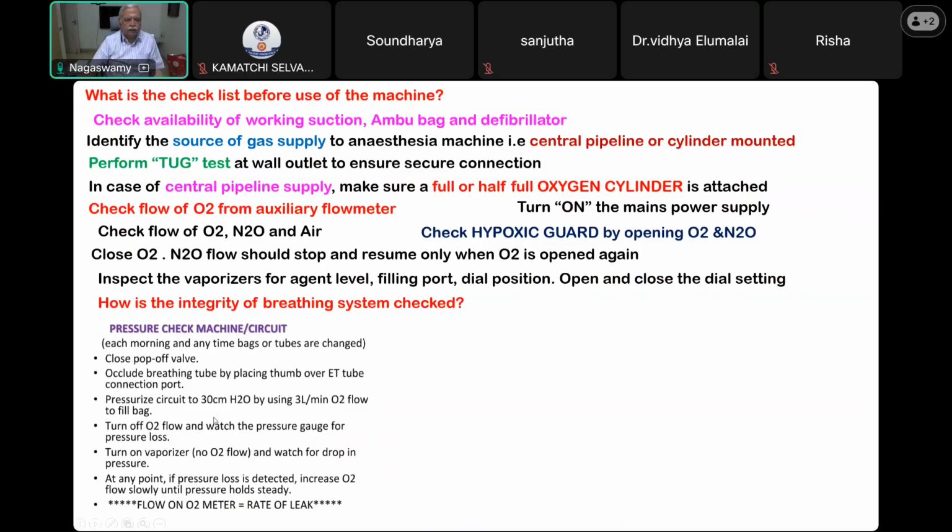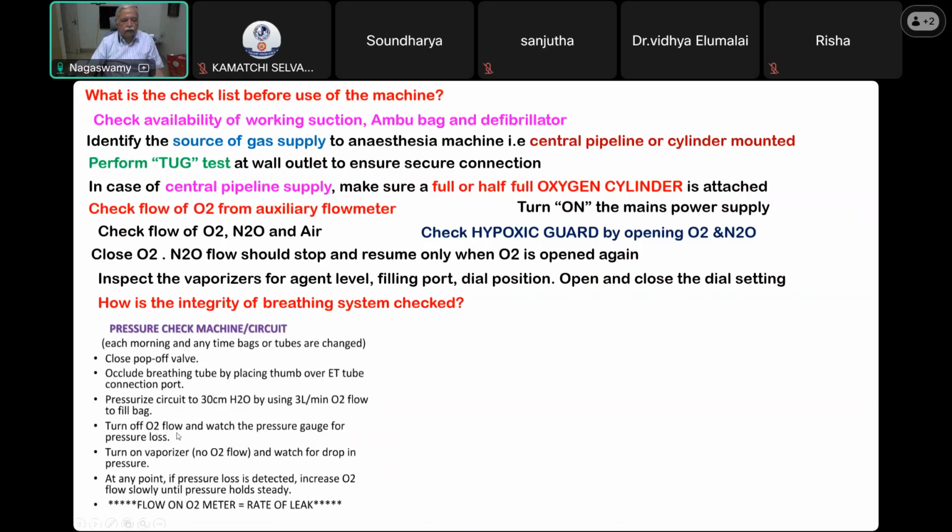Then pressurize the circuit to 30 centimeters. You have the airway pressure gauge I showed you in one of the earlier slides. So allow oxygen to flow at 3 liters per minute and register. Now because you are occluding the outlet, the reservoir bag will start filling up and the airway pressure gauge will start increasing. Set it at 30 centimeters of water by filling the bag.